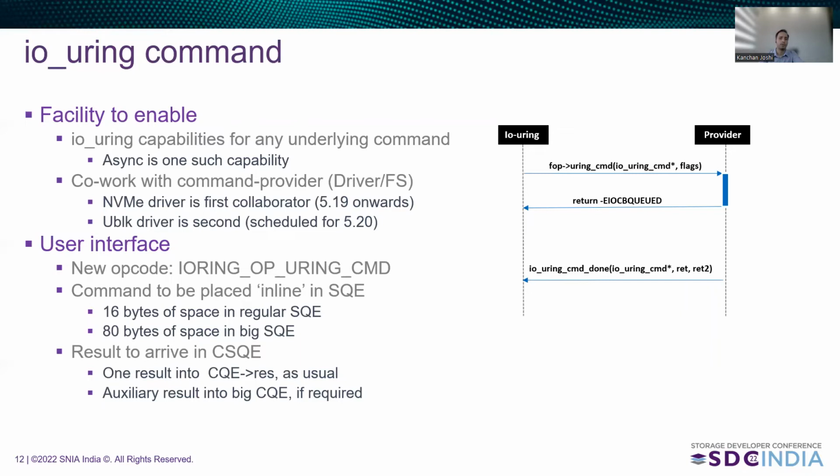For completion too, there is something new. While one result can come into the CQE as before, now we have the option to ask for a big CQE. And with that, the kernel can return an additional result to the application.